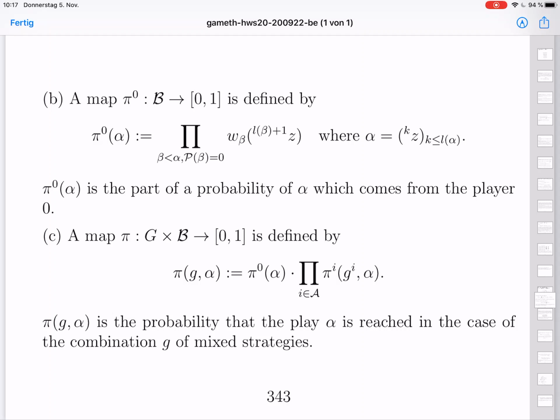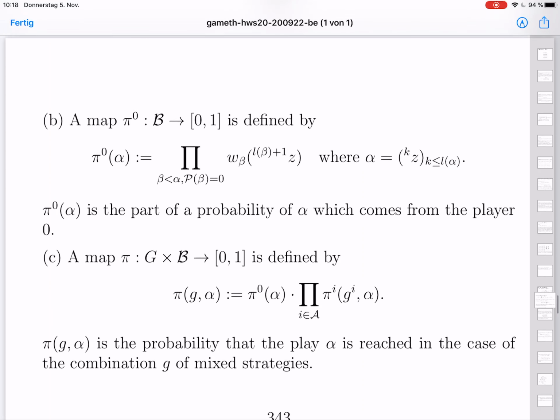And I want a probability pi of g alpha, which says that alpha is reached if we play the mixed strategy combination g. And you see this will be a product of some other numbers, some numbers for each of the players. So for player nature, it will depend only on alpha, not on g. But for the other players, it will depend on their own part of the mixed strategy and the play alpha. So that's what I want to define in part C.